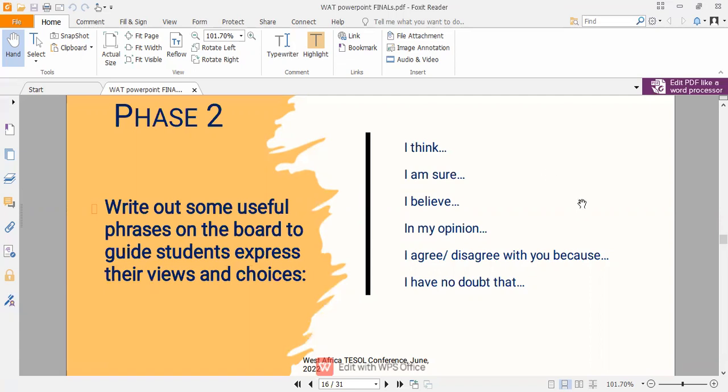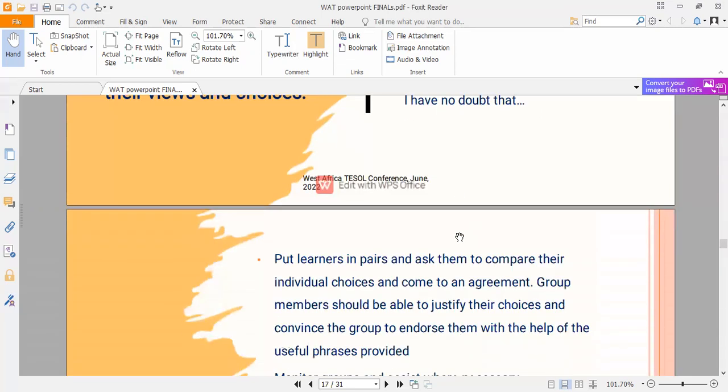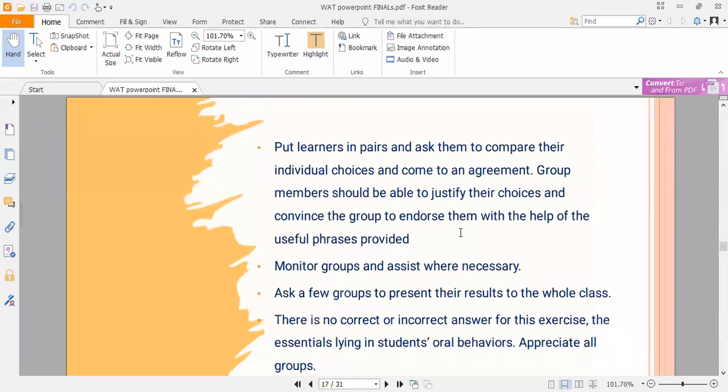To do that, we put out a number of useful expressions on the board that they were to use to convince their bench mates, or their group mates, into adopting their point of view. So we had expressions like I think, I am sure, I believe. They used these expressions to convince their bench mates to adopt their point of view.